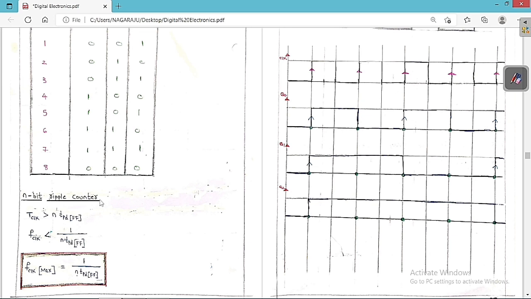the n-bit ripple counter. Because in the n-bit ripple counter, the output of one flip-flop is given as the clock for the other flip-flop, so it has to travel from one flip-flop to the other in a sequential manner. Because of this, the clock period should always be greater than n times the propagation delay of the flip-flop. So based on this, the maximum clock frequency is equal to 1 by n times the propagation delay of the flip-flop.